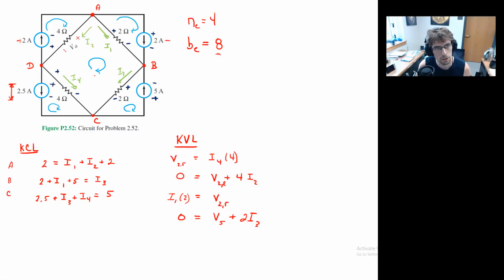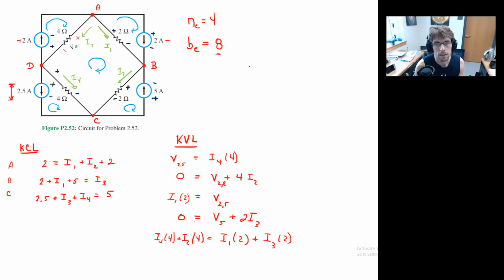So here we go. If I start at, I don't know, C, I have a jump of 4. So I have I4 times 4. I have another jump of I2 times 4. I have a drop of I1 times 2. And I have another drop of I3 times 2. Let's go ahead and get these into standard form first. Should have done that first.